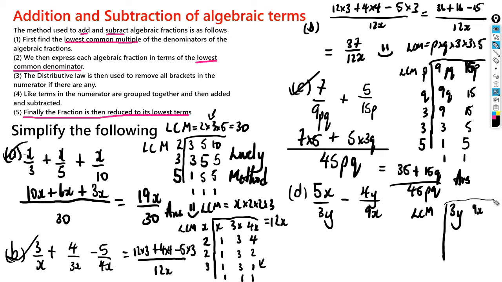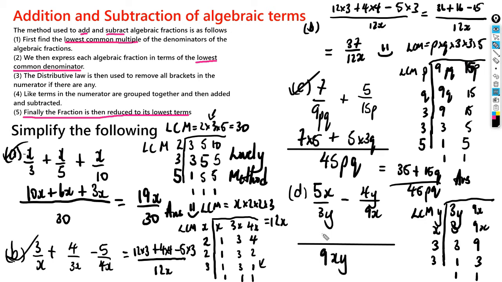And I am going to divide through by y first. I'm going to get 3 and 9x. And I'm going to divide through by x, and I'm going to get 3 and 9. Then clearly, 2 can't go into 3 and 9, but 3 can. So I'm going to get 1 and 3. And 3 can go into 3 again, giving me 1 and 1. So the LCM, which is the denominator of the question here, is actually going to be xy times 3, which is 9xy.